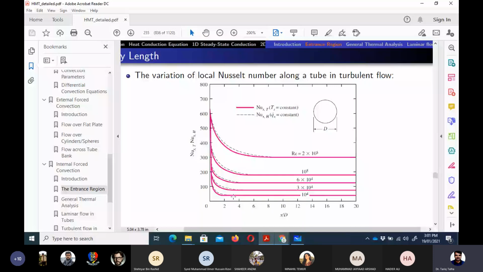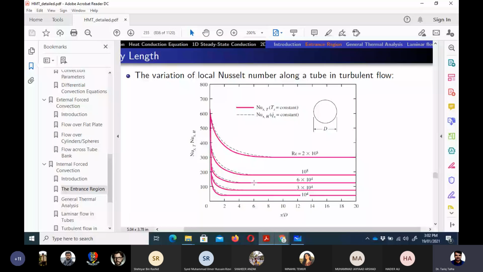So first of all, if you look at the bottom curve, it is at 10,000. You can see that for the 10,000 case, at x upon d of 2 it becomes kind of constant. So it means that the entrance region for this curve is about 2 times the diameter.